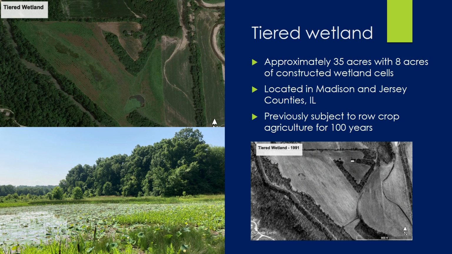The second wetland that we examined, as Annette mentioned, was the tiered wetland, which used to be that agricultural field, which was farmed for about 100 years. The field itself is about 35 acres, with just 8 acres devoted to constructed wetland cells. It's located in Madison and Jersey counties and was previously that agricultural field.